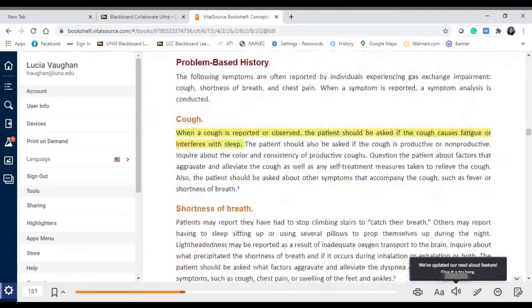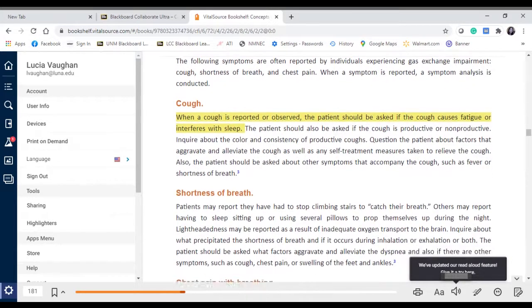When a cough is reported or observed, the patient should be asked if the cough causes fatigue or interferes with sleep. If their cough is interfering with sleep, we may give them a cough suppressant.